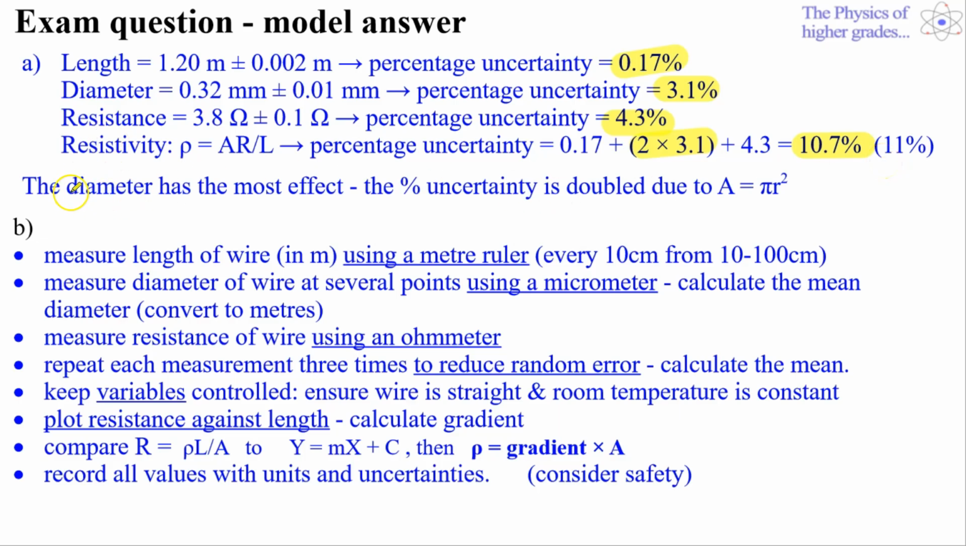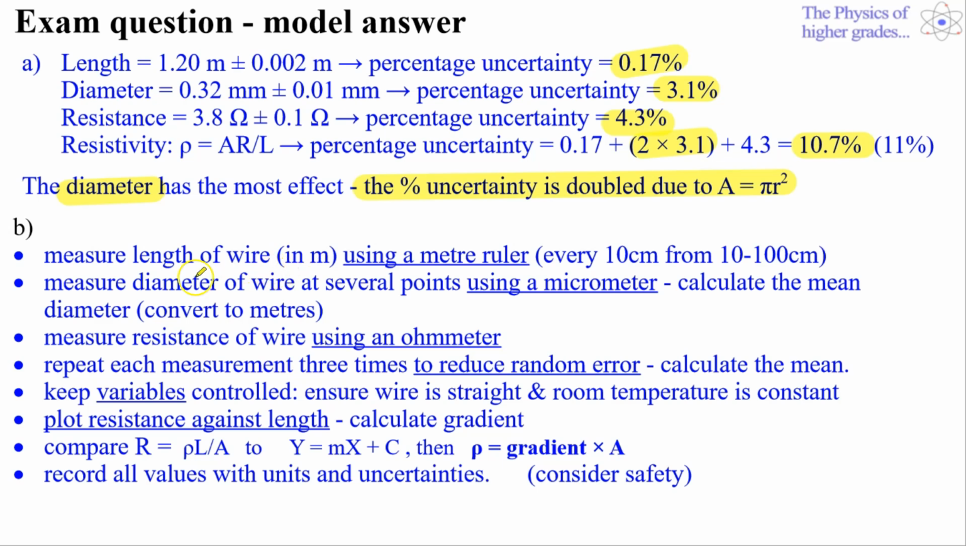And then we've identified correctly the diameter has the biggest effect. And why? Because we're making that absolutely clear, although we've shown this mathematically, because of pi r squared, we have to double the percentage uncertainty. So that would get us our full 5 marks.